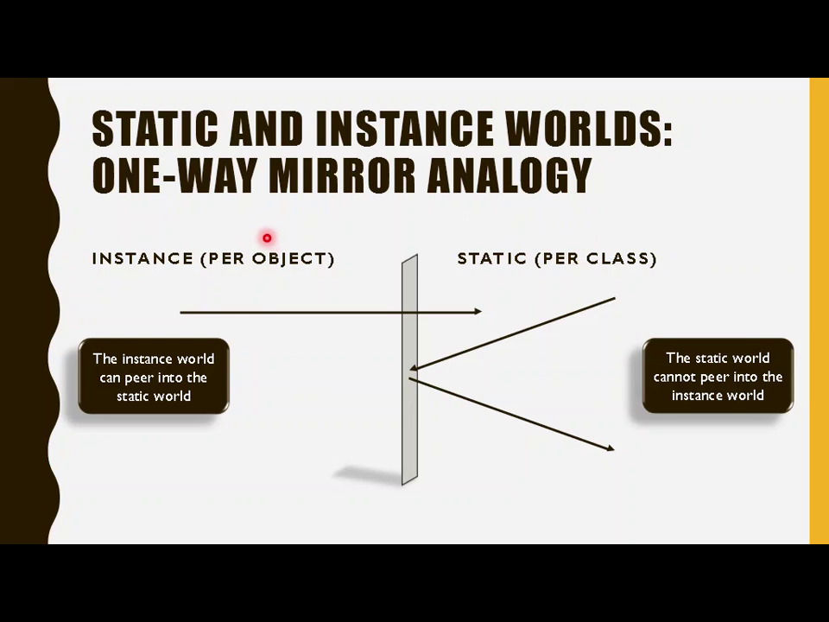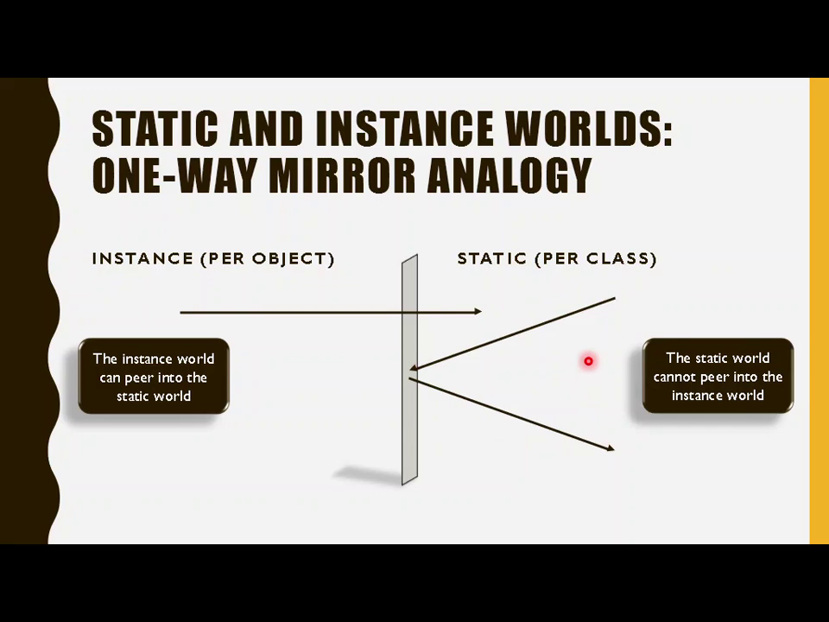The thing that we need to get clear, think about this as a one-way mirror. If you look from the instance world, you have visibility into the static world with no problem whatsoever, because statics are members of the class, and therefore since objects are created from that class, they have no problem peering into the static world and looking at data using methods, etc., right? There is no problem with that because objects can always see the things that pertain to their class. But the reverse here is not true. The one-way mirror, you can see through it this way, you cannot see through it this way. The static world cannot peer into the instance world.